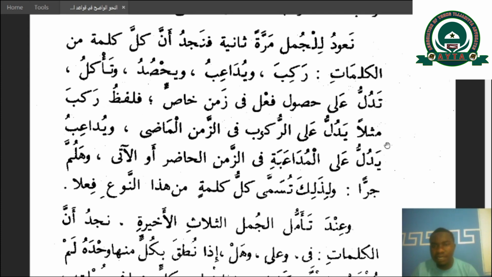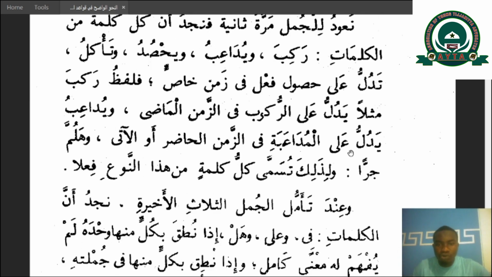So the word rakiba, for example, yadullu ala ar-rukub, it points to riding, fi az-zaman al-madi, in the past tense. So when you say rakiba, right away I understand you're talking about somebody riding in a past time. Okay. And yuda'ibu yadullu ala al-muda'aba, it refers to the action of playing with something, fi az-zaman al-hadir aw al-ati, in the present time or the future. When we say hadir, that is a present time. That's why we call civilization hadara, because it's kind of a modern something. When we say yuda'ibu, I understand that somebody is playing with something in a present time or in the coming time.